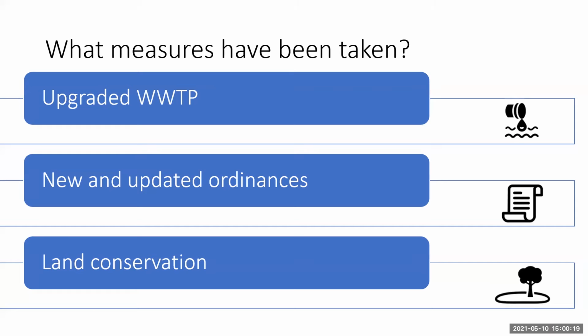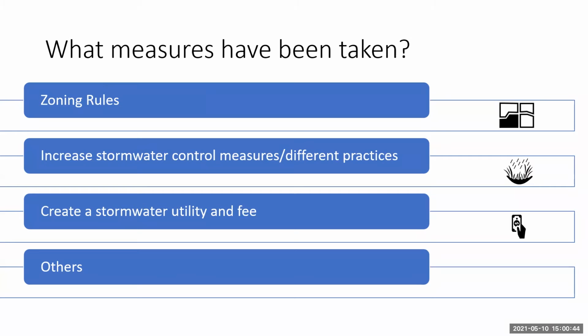And one thing to note there is that although some jurisdictions were already buying land and using it for conservation purposes, some increased their analysis or made a different decision matrix for deciding which land to buy and which land to prioritize because of the Falls Lake rules. Additionally, many jurisdictions have changed or increased their zoning rules. Some have increased stormwater control measures within the town or changed their practices. And then a few have even created a stormwater utility and a fee that specifically funds their stormwater work.